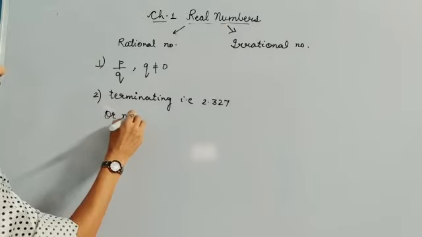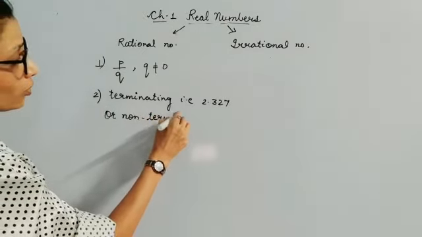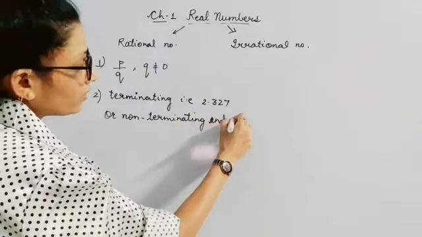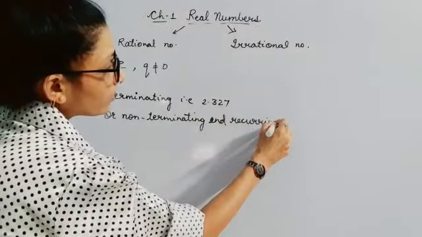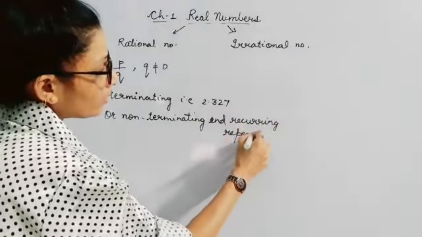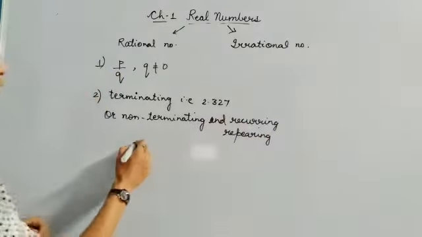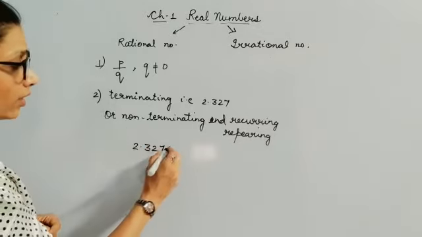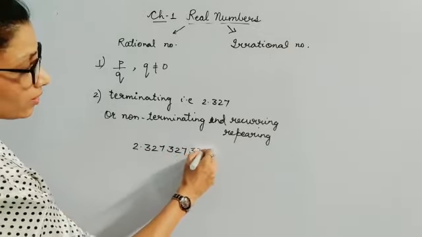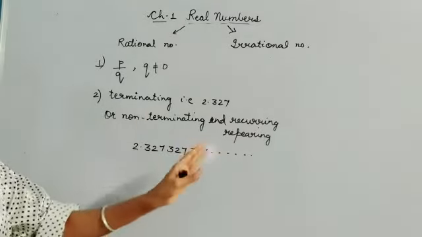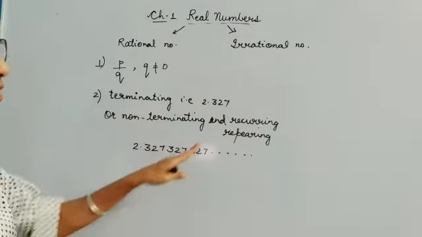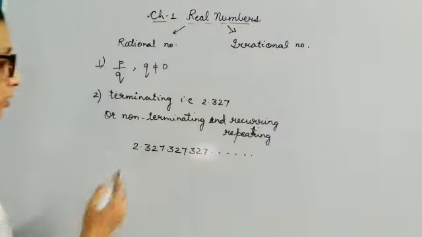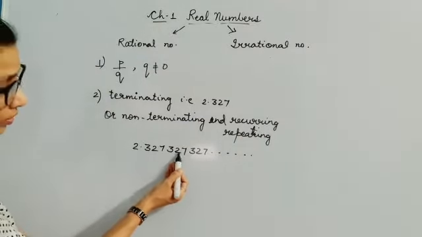Or if it is non-terminating but recurring. What do you mean by recurring? Recurring means repeating. Let's suppose your decimal expansion is not terminating, it is not ending, but it is repeating and going on and on. That means it is not ending anywhere, and the terms are repeating. Look here, 2.327, 327, 327.